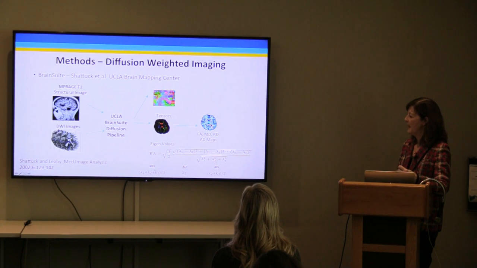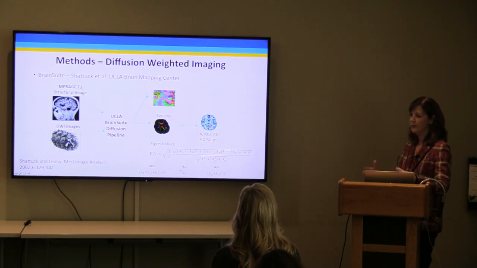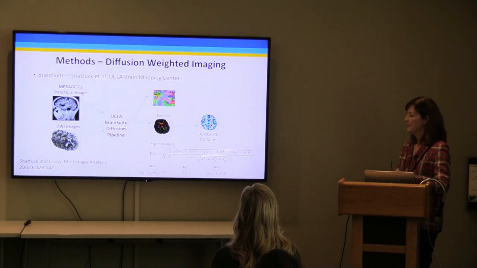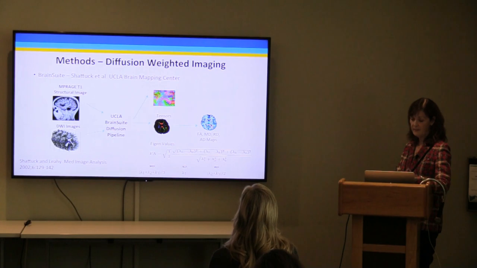And then all this math is telling us whether it's moving perpendicular or parallel or somewhere in between, so that mathematically we can come up with what our values are for FA, RD, and AD, and then take the average for MD.